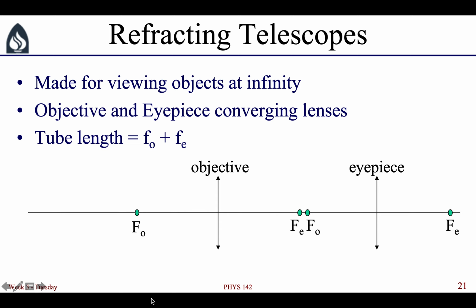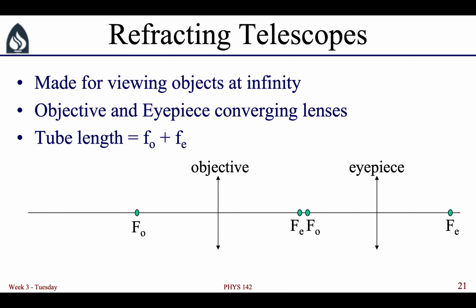Refracting telescopes are telescopes that have lenses. They're made for viewing objects at infinity, or at least very, very far away. The objective and the eyepiece, just like with a microscope, are both converging lenses. And the tube length is set to be equal to the sum of the focal lengths of the objective and the eyepiece.